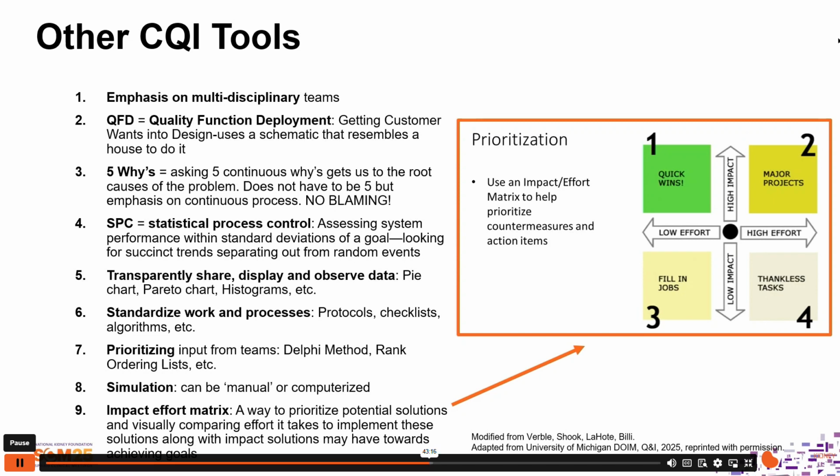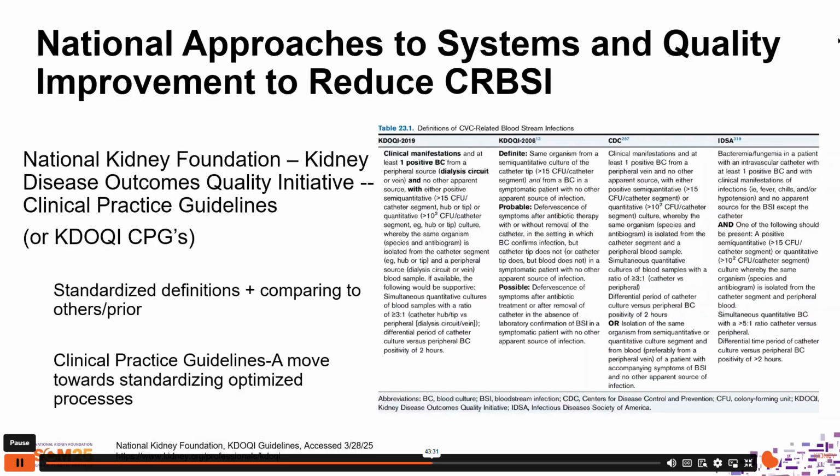And so what you do is you take the list of solutions and you categorize them in these different quadrants. And what we do is we focus on that top left quadrant as those quick wins, or things that we'd prioritize to do for solutions that we're trying in these PDCA cycles or otherwise. So just a little tip.